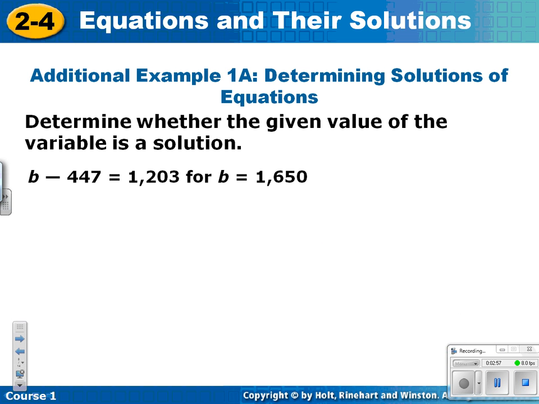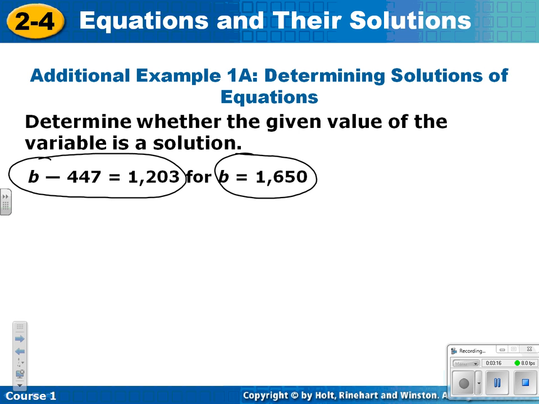So on your homework, you're going to have problems that look like this. It says, determine whether the given value of a variable is a solution. The given value. This right here is the given value. It says b equals 1,650. Then our equation is right here. b minus 447 equals 1,203. We have to see if this is true. We have to see if this number is correct.